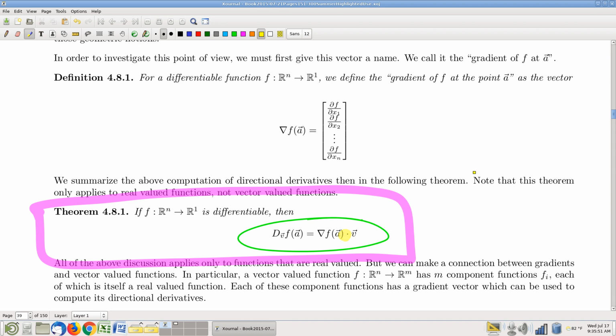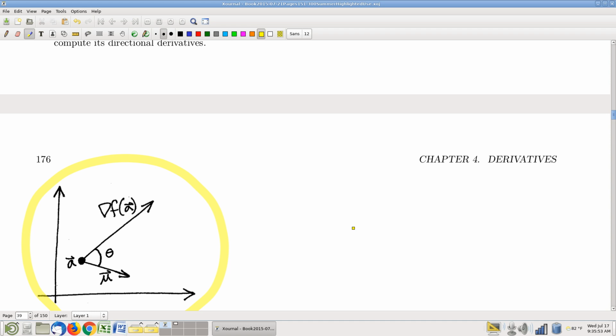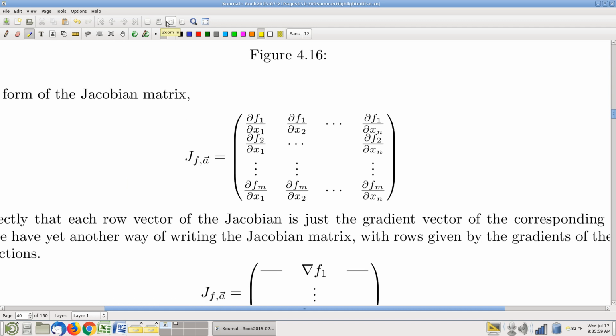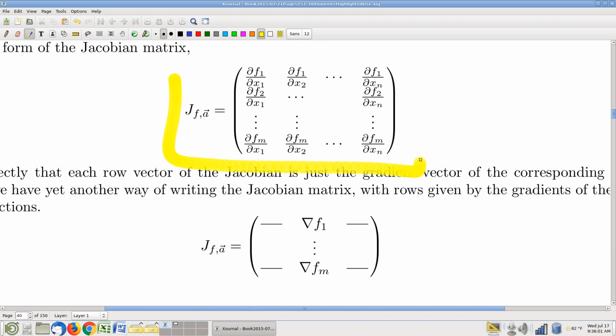Okay, now before we go on to actually doing that, I want to make a quick observation about Jacobian matrices. Let me remind you, here's our formula for Jacobian matrices. We observed last time that each element in this matrix is a partial derivative of the function whose derivative transformation you're representing. Okay.